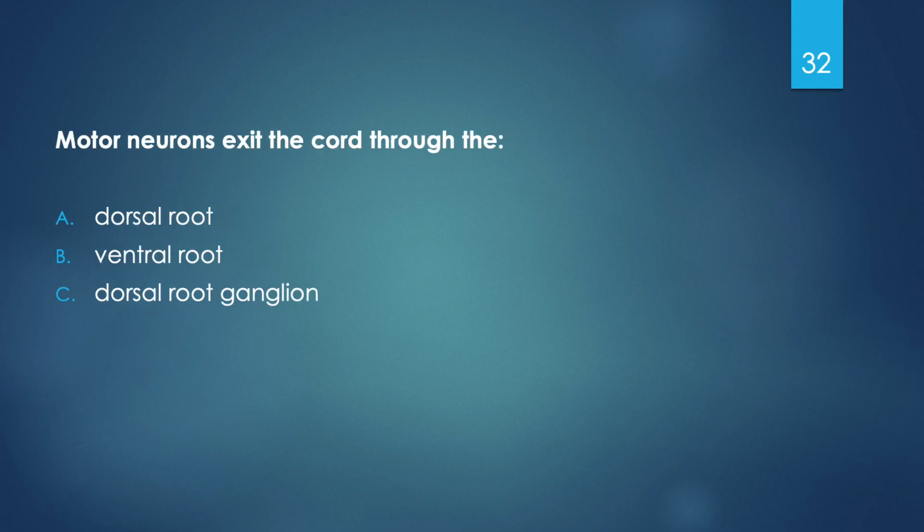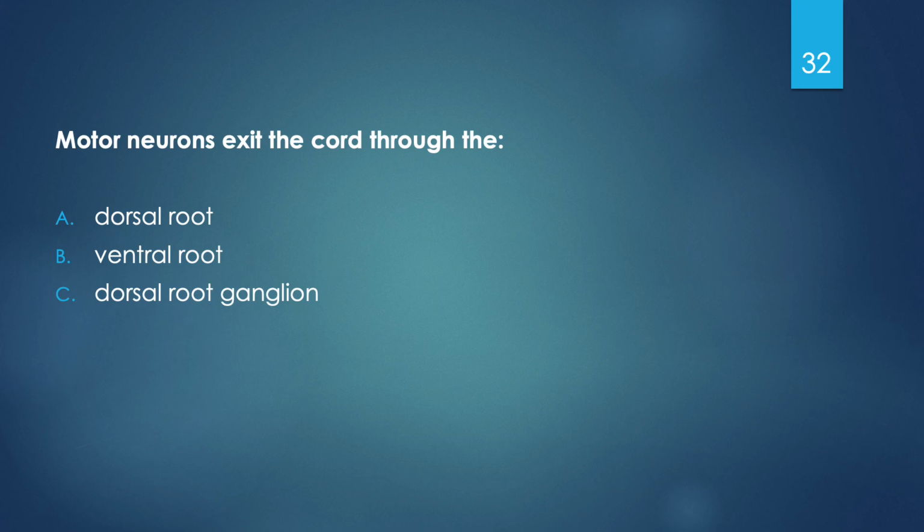Motor neurons exit the cord through the A, dorsal root, B, ventral root, or C, dorsal root ganglion. I think you can probably all rule out the dorsal root ganglion because if you remember from the images that we looked at before, the dorsal root ganglion is an enlargement of the root that's after it's already left the spinal cord. So if we're talking about what actually exits the cord, it has to be either the dorsal or ventral roots.